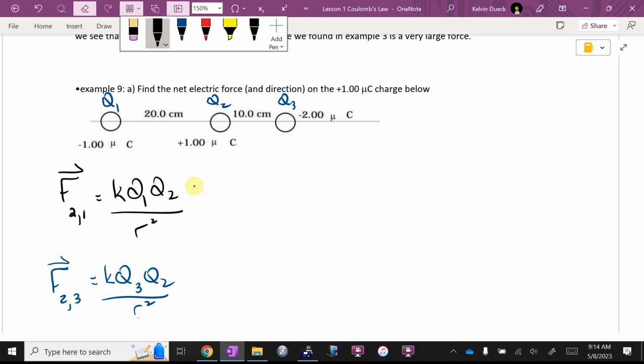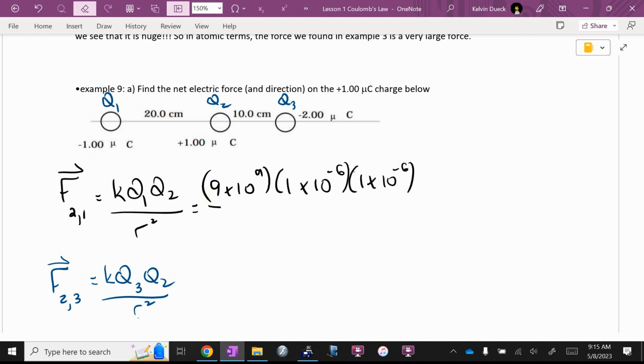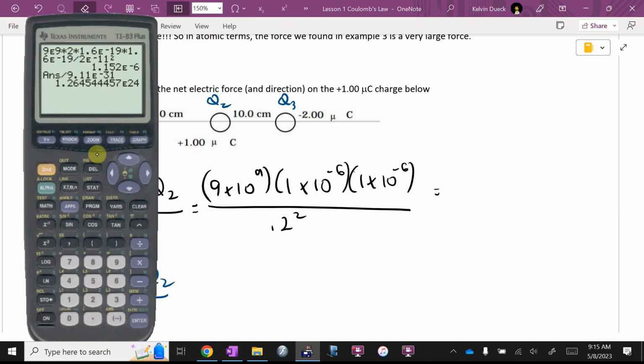So let's do the first one. What's K? 9 times 10 to the 9th. Q1. It says 1, and then there's a symbol, microcoulomb. What's micro? It's on your formula sheet. Is it 10 to the negative 6? Yeah, you can just replace every micro with a 10 to the negative 6 on your scientific notation button if you want to. Q2 is also 1 microcoulomb, reading from the picture. All over, not 20. Why can't I use 20 centimeters? So 0.2 squared. 9 times 10 to the 9th. Type this in on your own.